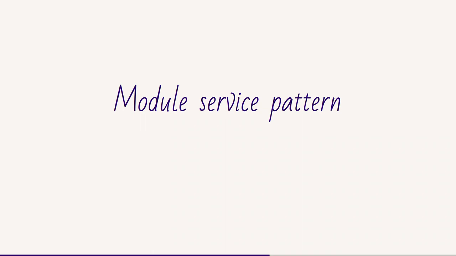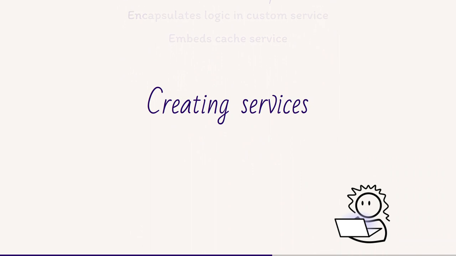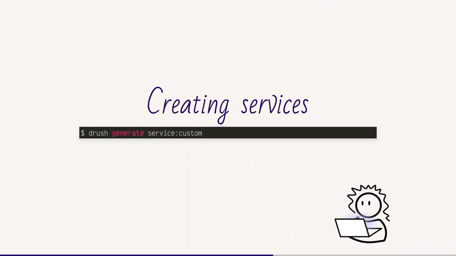It's called the module service pattern. It encapsulates most of the module logic inside of a single service. And then you can embed the cache service into the module service. So how do you create a service? Well, you can create it the old-fashioned way, but I just use Drush, because Drush Generate is right there.